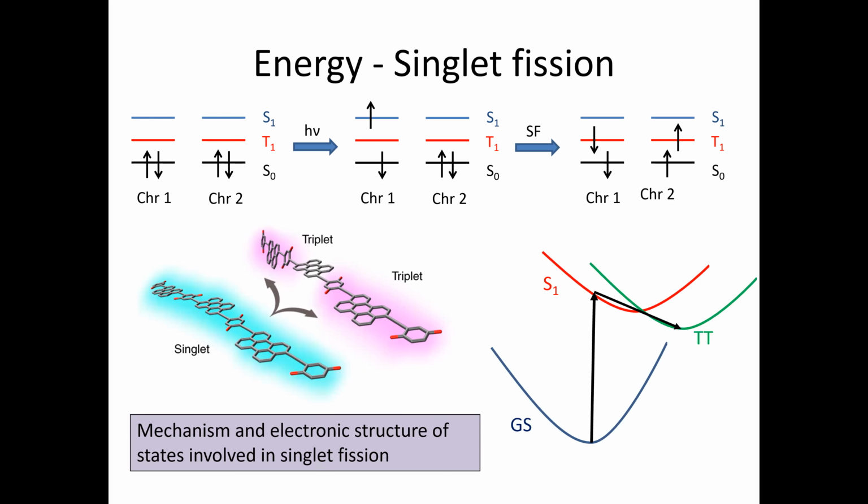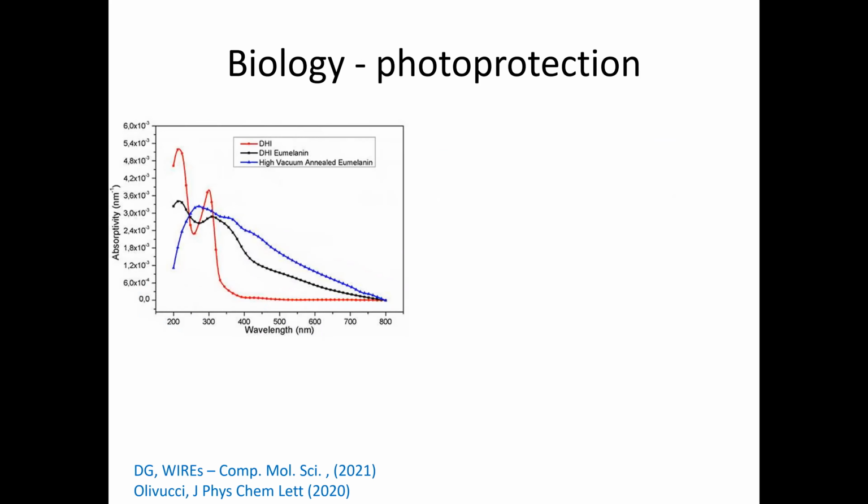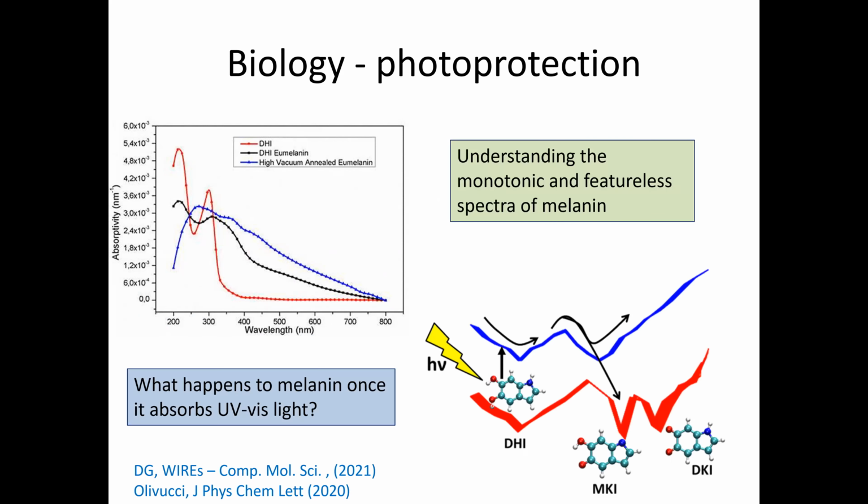It's basically a potential energy surface that might look something like this. So if one were to try to understand this mechanism, or, like I mentioned a while back, look at the photoprotection in some biological molecules such as melanin. This is actually the spectra; the blue one is the high vacuum spectra of eumelanin. And as you can see, it's a very featureless spectra. So one asks the question of why is it so monotonic and featureless, and what happens when it absorbs UV visible light? These kinds of questions.